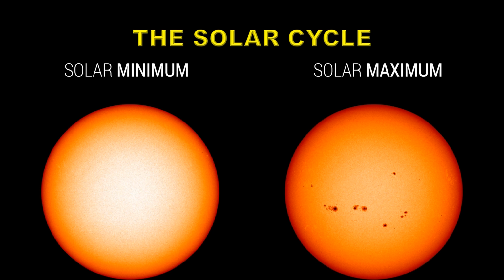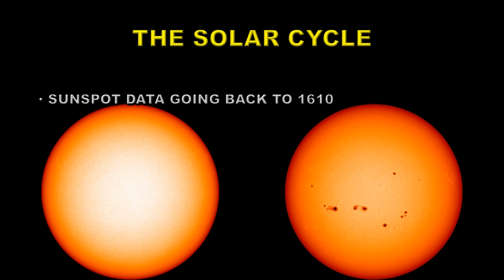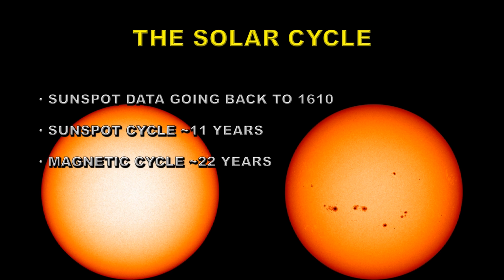Next, we'll take a look at the solar cycle. The sun cycles from periods when it has hardly any sunspots on the sun at all, that's solar minimum, to periods when there are large numbers of sunspots on the sun, that is solar maximum. We have sunspot data going back to about 1610, although the first 150 years of that is rather shaky data, so we tend not to use it. The sunspot cycle is approximately 11 years long. Sunspots are magnetic features and they have a polarity. That polarity reverses every sunspot cycle, so the full magnetic cycle of the sun is 22 years.